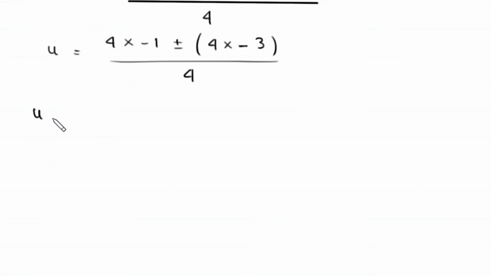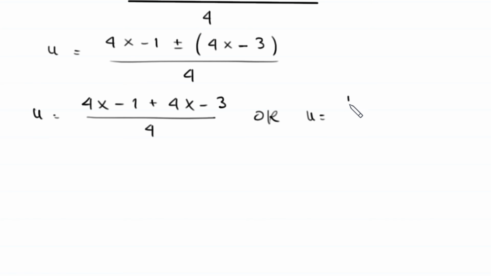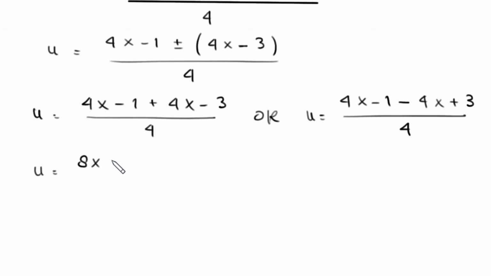It means that u equals (4x − 1 + 4x − 3) divided by 4, or u equals (4x − 1 − 4x + 3) divided by 4. First we simplify this one. This becomes u equals 4x and 4x becomes 8x, and −1 − 3 is −4, divided by 4.